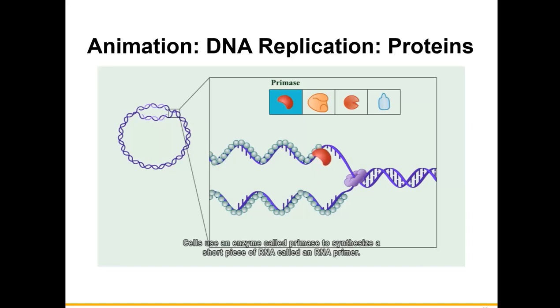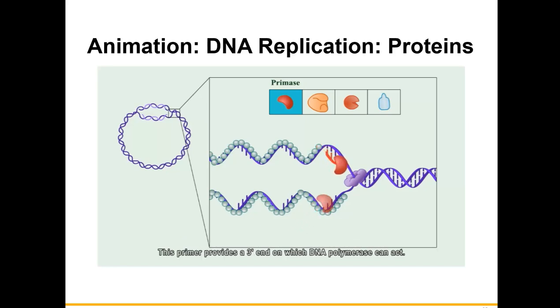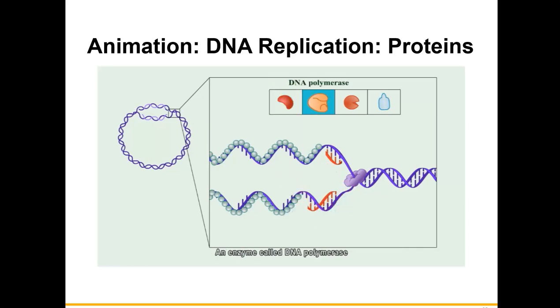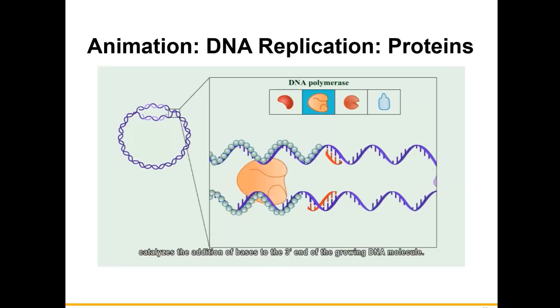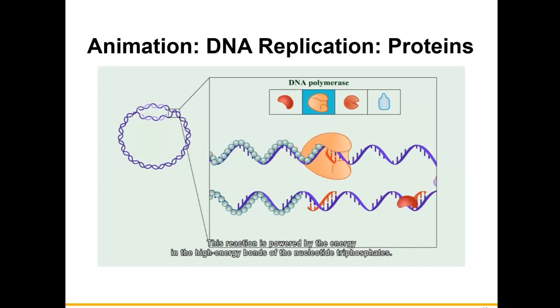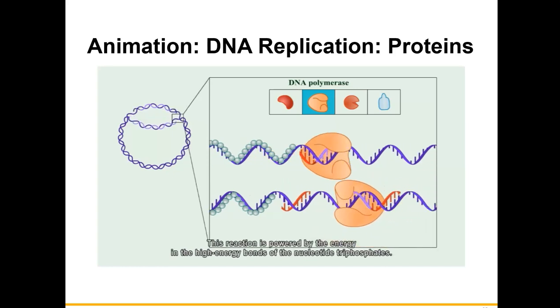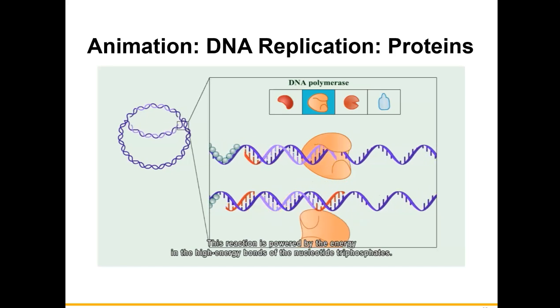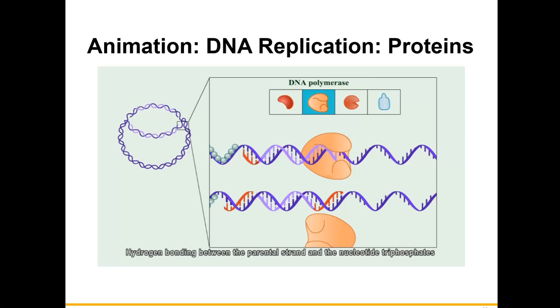Cells use an enzyme called primase to synthesize a short piece of RNA called an RNA primer. This primer provides a 3' end on which DNA polymerase can act. An enzyme called DNA polymerase catalyzes the addition of bases to the 3' end of the growing DNA molecule. This reaction is powered by the energy in the high-energy bonds of the nucleotide triphosphates. Hydrogen bonding between the parental strand and the nucleotide triphosphates dictates which base is added. Only thymine fits correctly across from adenine, and only cytosine fits correctly across from guanine.